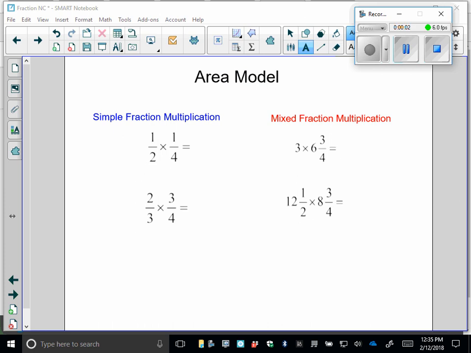This is the first of two parts, two videos. The first part of two on using the area model to multiply fractions.